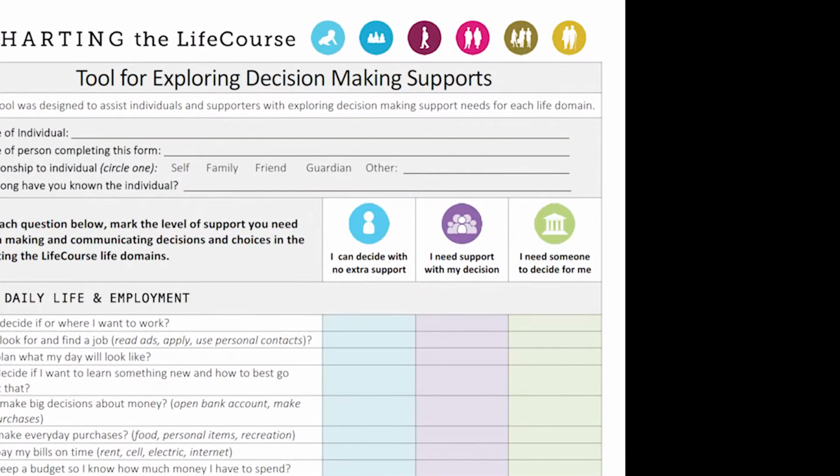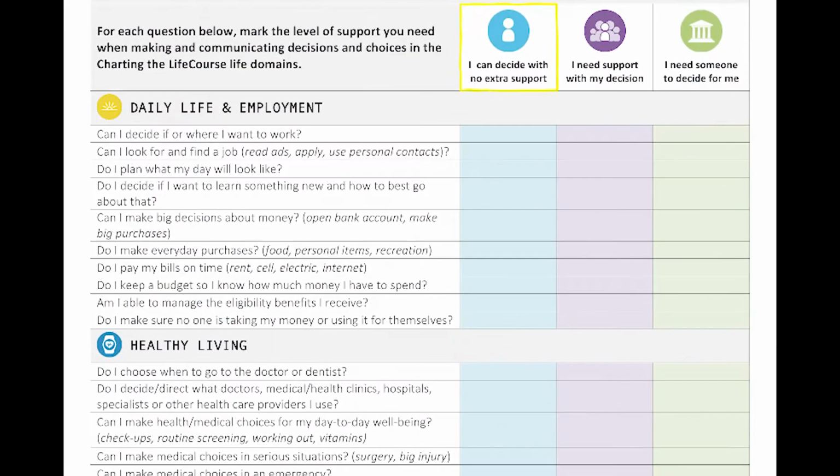On the right-hand side of the tool, there are 3 columns that correspond to the amount of support a person needs when making decisions. The first column, I can decide with no extra support, is selected when no supports are needed. The second column, I need support with my decision, is selected when some supports are needed. The third column, I need someone to decide for me, is selected when full support is needed to make decisions.